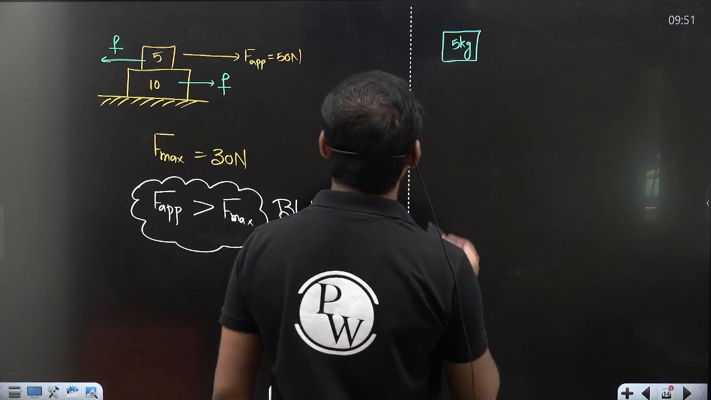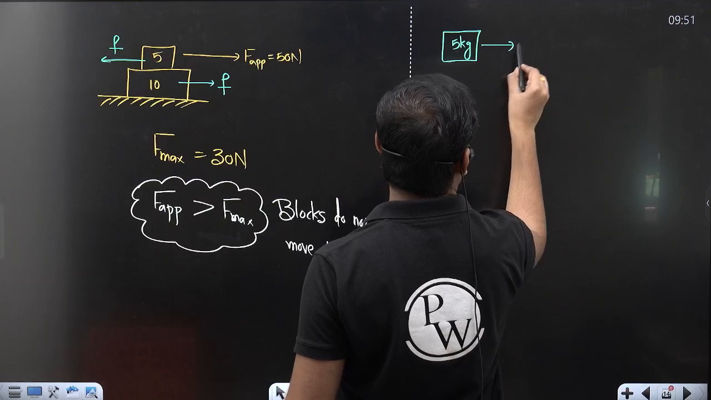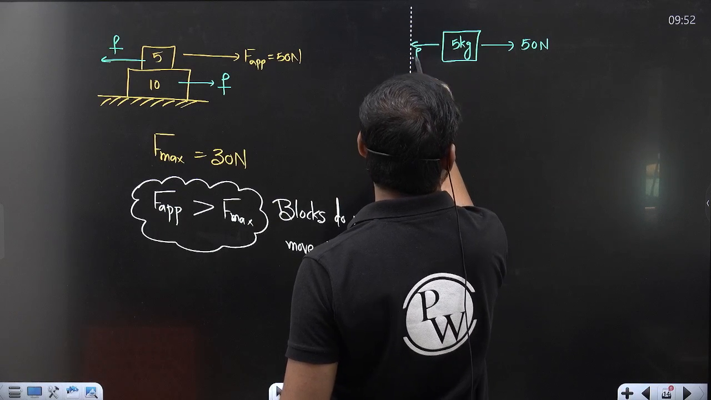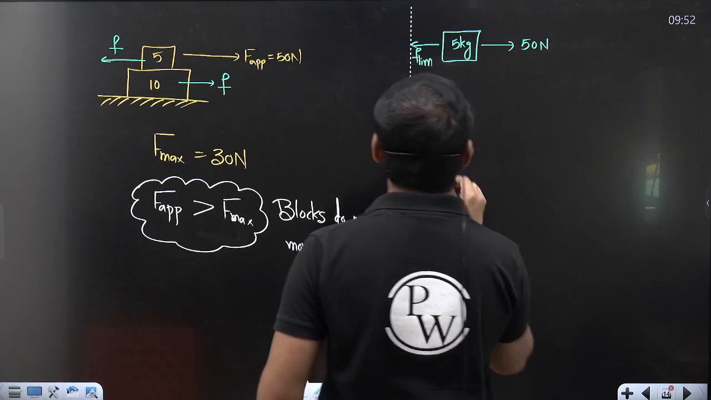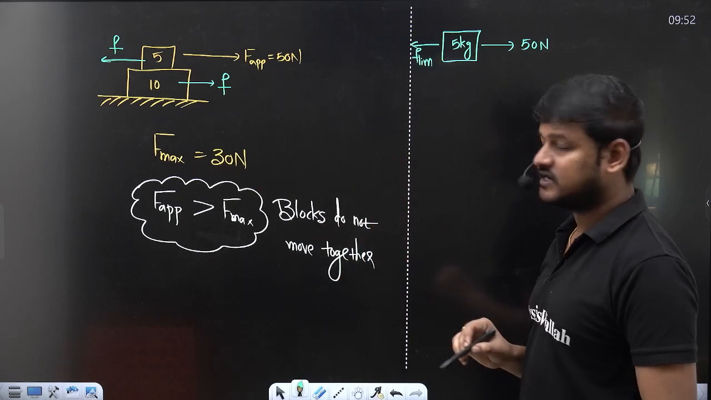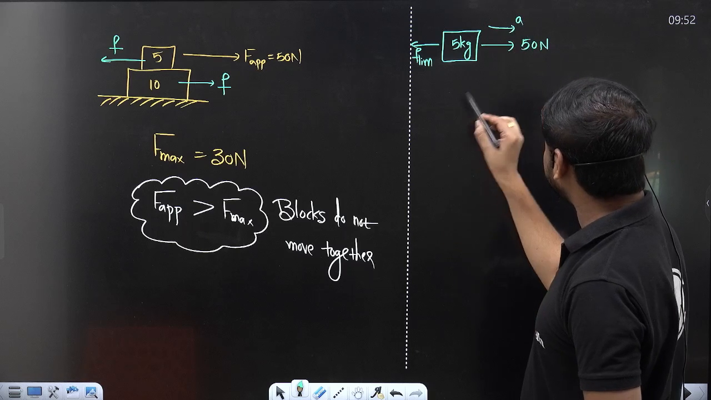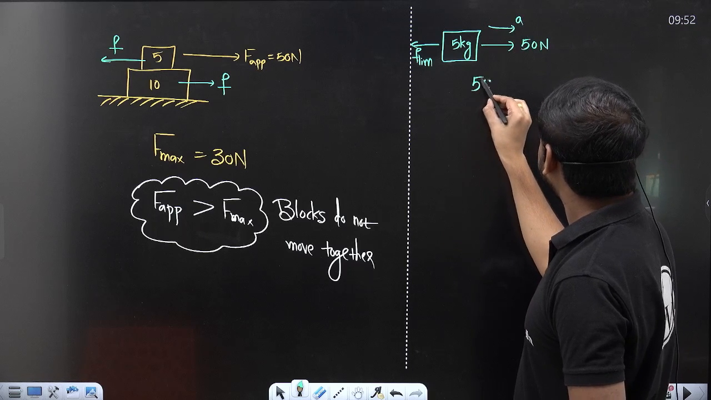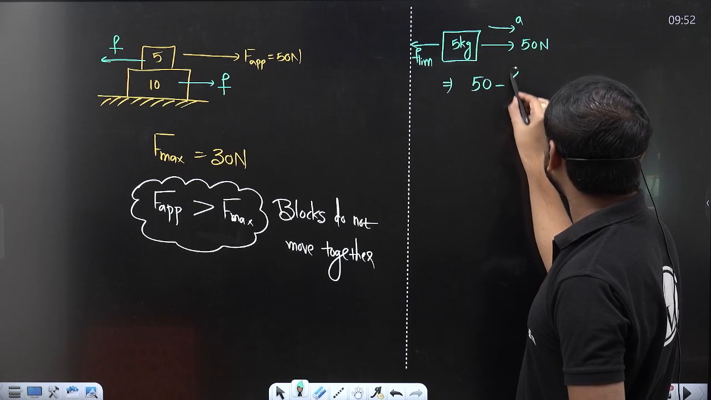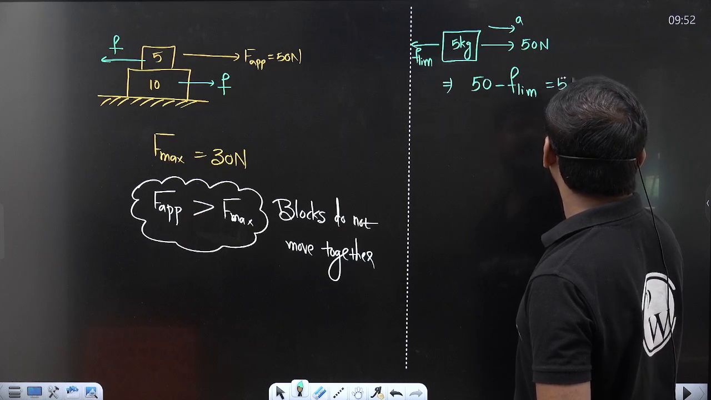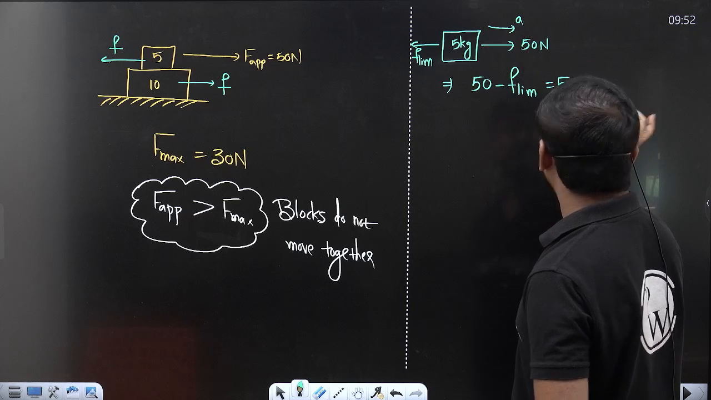Now, on the 5 kg block, the F applied, 50 newtons, is acting this side. And the friction, the F limiting, is acting left side. So the body will accelerate to the right. Apply Newton's second law: the applied force 50 minus the F limiting is equal to the mass of the block, 5, into the acceleration of the block A.